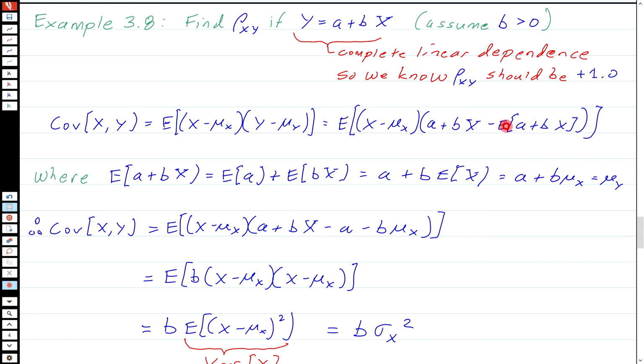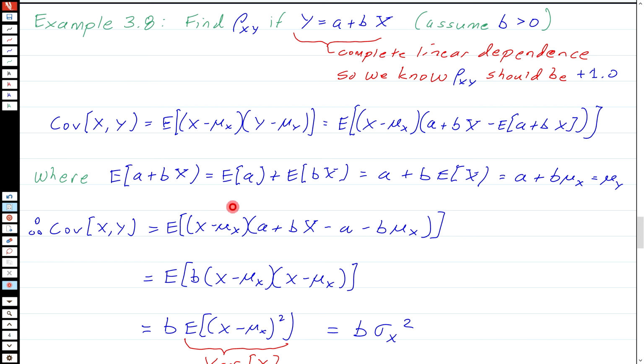Okay, let's look at one piece at a time. Let's look at this piece here. Expected value of a plus bx, as I mentioned, expectation of the sum is just sum of expectations. So it's expected value of a plus expected value of bx. Well, a is a constant, so its expectation is just equal to the constant itself. The b can come out front, so constants can come out, and I get b times expected value of x. And expected value of x is just mu of x. So expected value of a plus bx is just a plus b times mu of x. And that, of course, is just mu of y, which is what we have here.